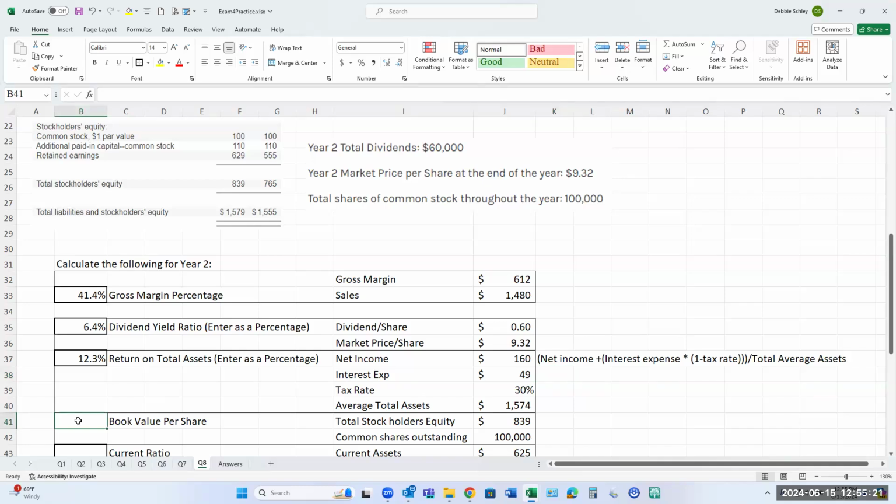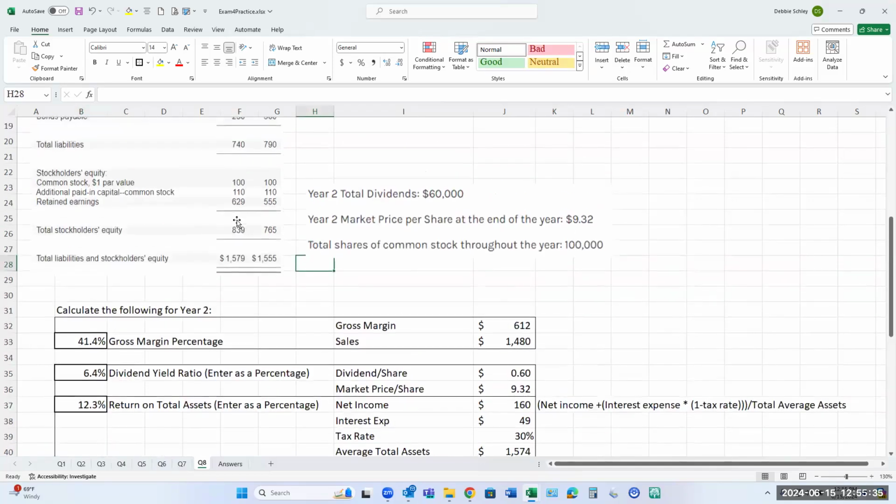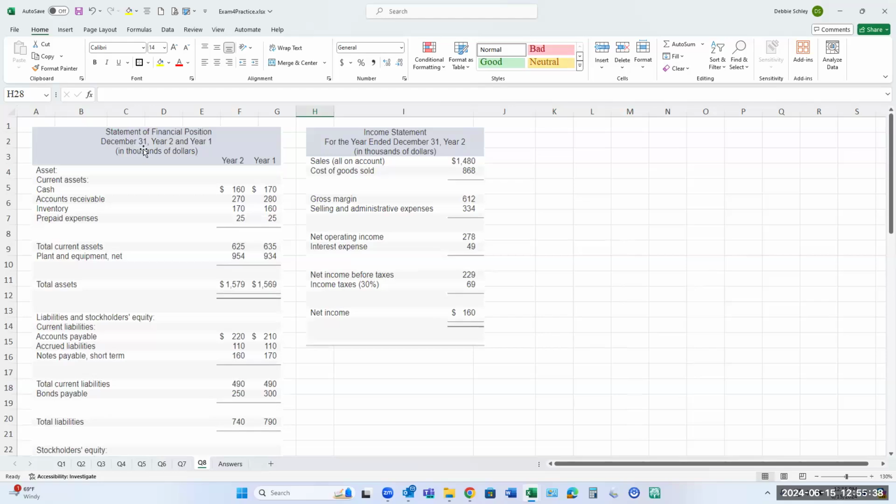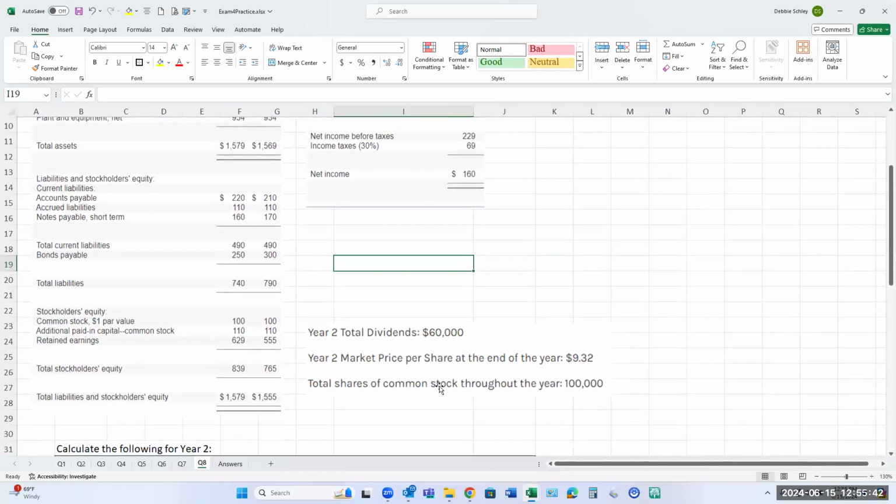Okay, book value per share, you're going to take total stockholders' equity and divide by common shares outstanding. And I got the wrong answer. The reason is in this balance sheet, they gave it to us in thousands of dollars. So they have taken 3 zeros off. When they gave me the common shares, they did not remove any zeros. So this is the actual number of common shares. My stockholders' equity is actually 839,000.